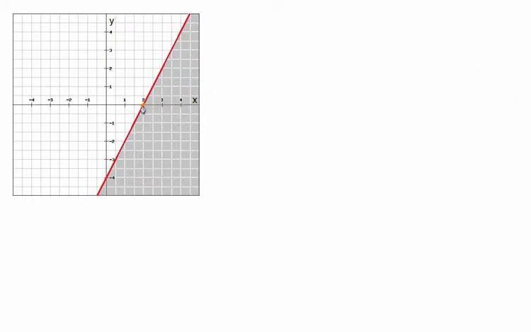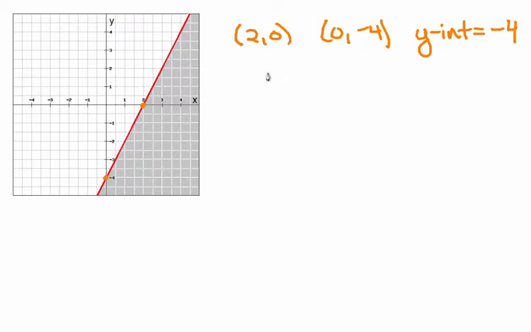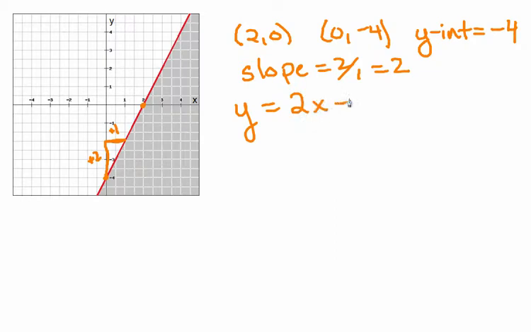Here, I see that there's an x-intercept at 2 and a y-intercept at -4. So there's a point at (2, 0), and a point at (0, -4). The y-intercept being at -4, I know that the b value in mx plus b is going to be -4. And then our slope, we need to take a look at that. If I'm going to go over 1, so from 0 to 1 on the x-axis, that happens here. How far do I need to go up to get there? Well, I need to go up 2 in order to go over 1 on this graph. So our slope is 2 over 1, which is 2. So our boundary line is y equals 2x minus 4.